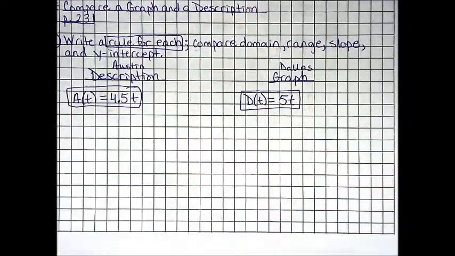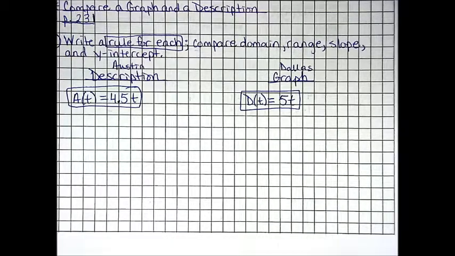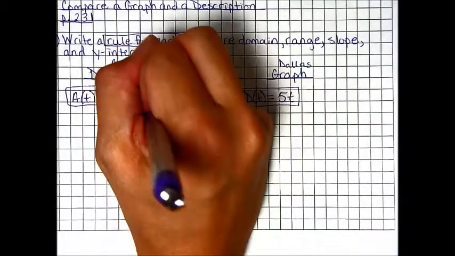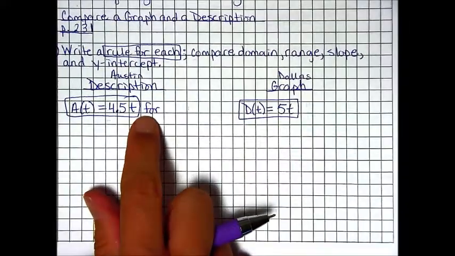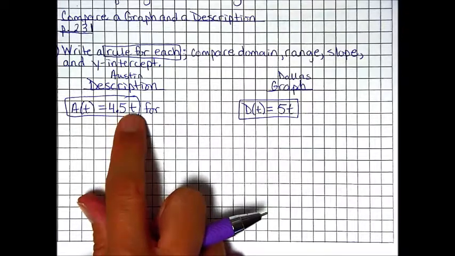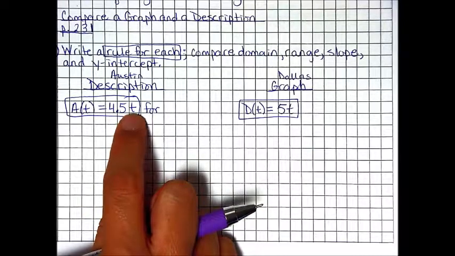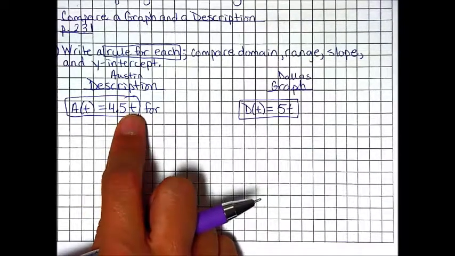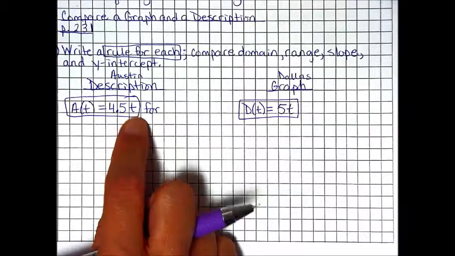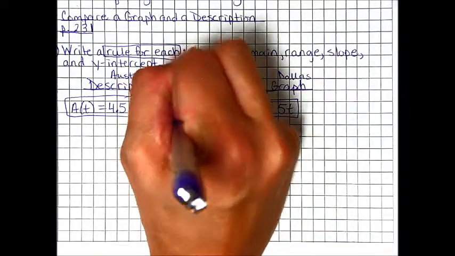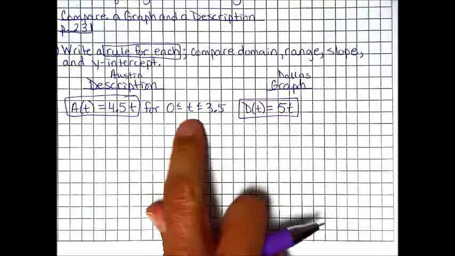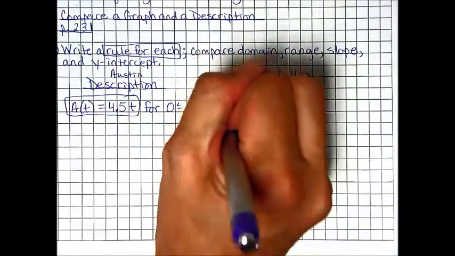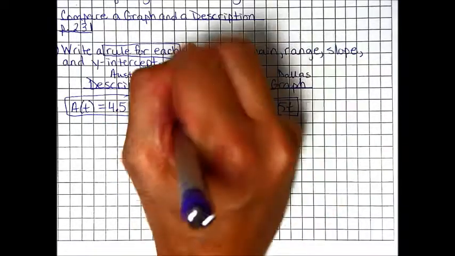You have a rule for each. Compare the domain, the range, the slope, and the y-intercept. So here's how we're going to compare the domain. For what x values? That's your time, guys. You know how t is kind of like your x-coordinate here in time? They told you it rained for 3.5 hours. So we aren't going to have negative time. It rained for a time period of 0 to 3.5 hours. There's your domain.